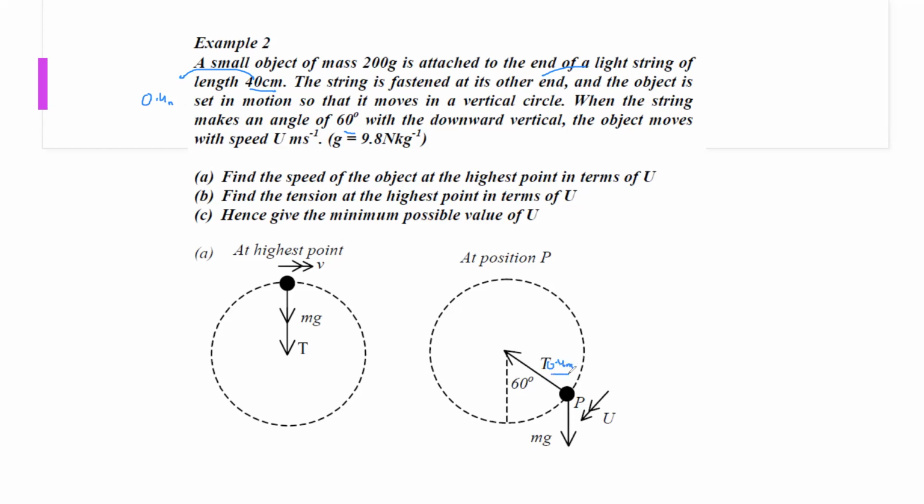If this is 0.4 meter, the component with the angle will be 0.4 cos theta. So this height is 0.4 cos theta, the total.